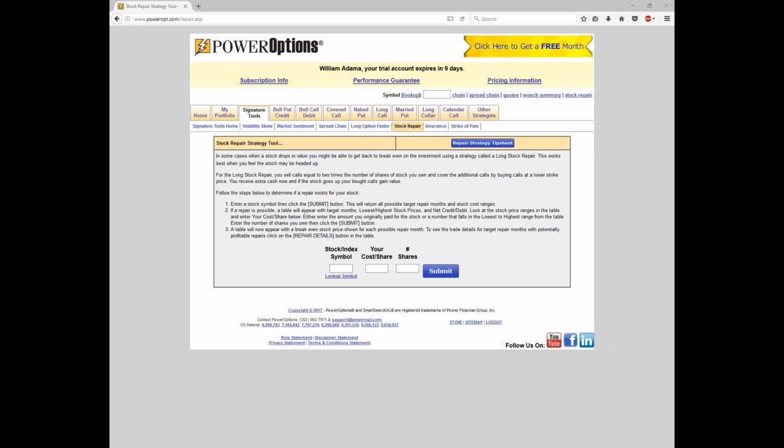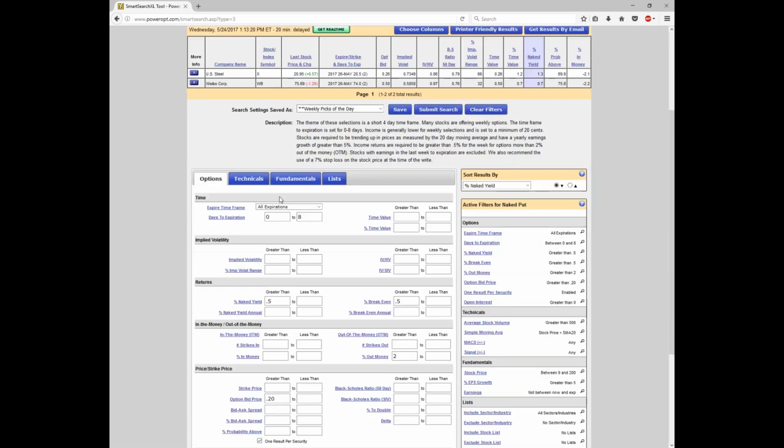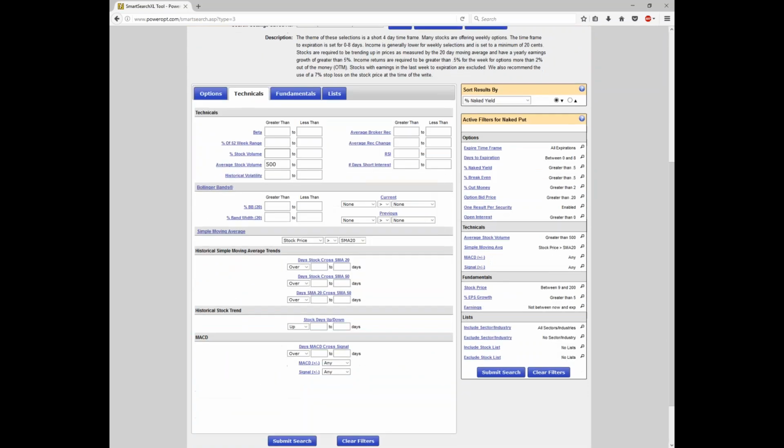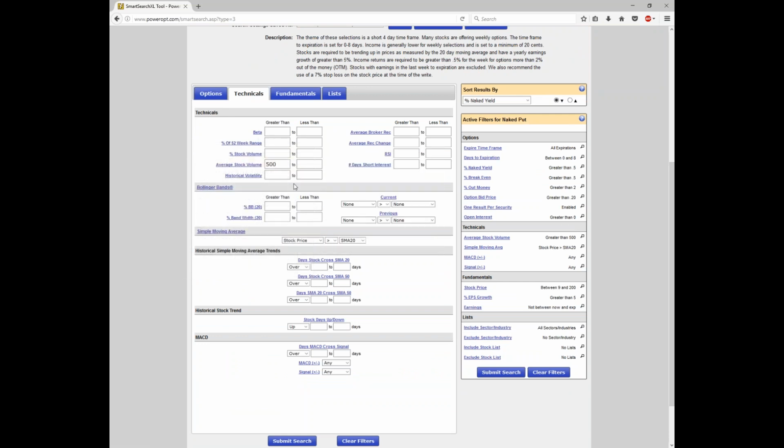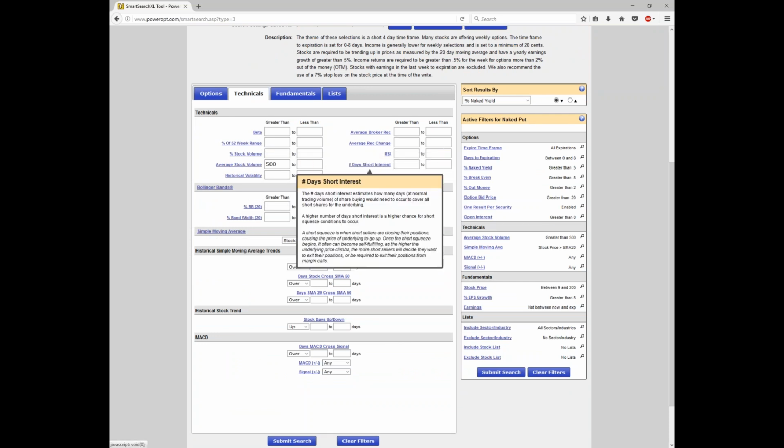Next question came in from Frank. It says, how many technical indicators can you use in your stock screens? It's right there, it was shown. I don't know if you saw all of them, but let me go back to just a naked put search, Frank. You go to technicals. What we consider technicals: beta, percent of 52-week range, percentage stock volume, average stock volume, volatility, broker recommendation, RSI. It's also shown there as well. Number of days to short interest. And there's a description here of that.